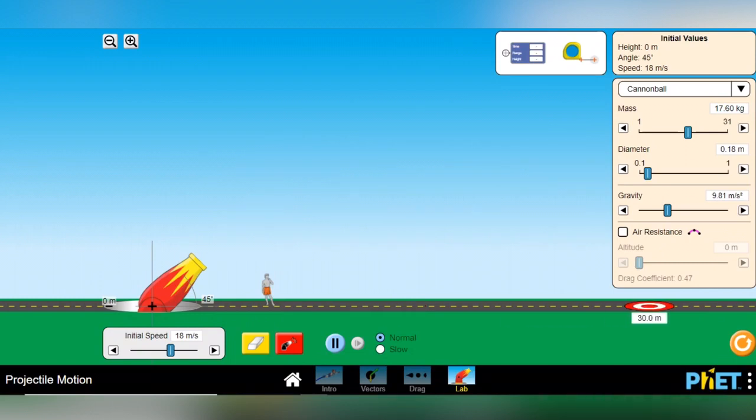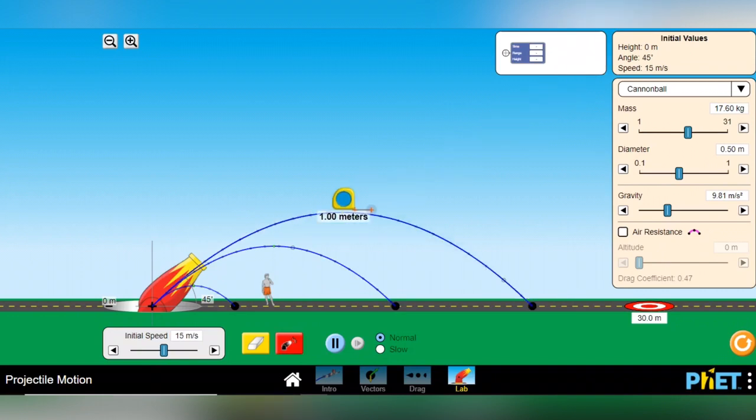And in this experiment, I found that the cannonball reached its longest range at an angle of 45 degrees with initial velocity at 50 meters per second, and the cannonball reached its highest height at an angle of 70 degrees with initial velocity at 50 meters per second.